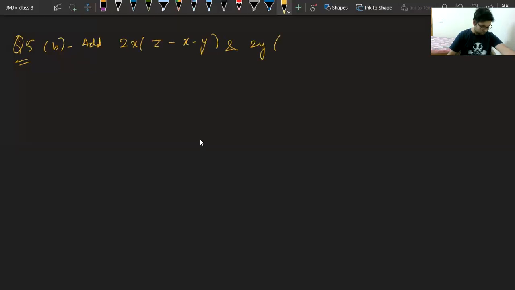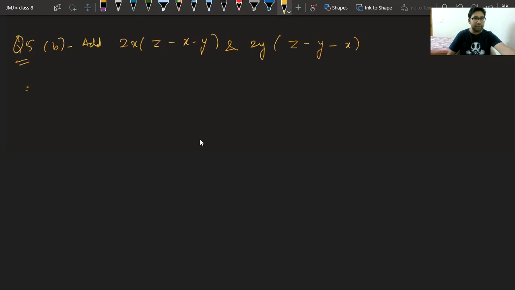Multiplying. Okay, Hiteshri is giving a doubt. Question number 5, B part. In 9.3 only a doubt came. Let us solve this. It is saying add 2x(z - x - y) and 2y(z - y - x). Class, please solve this. We have to add these two.